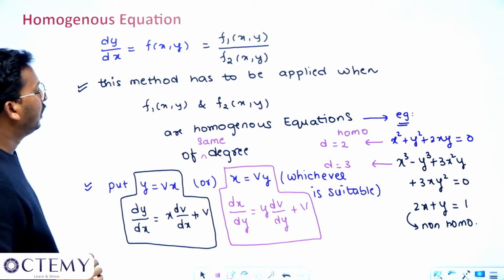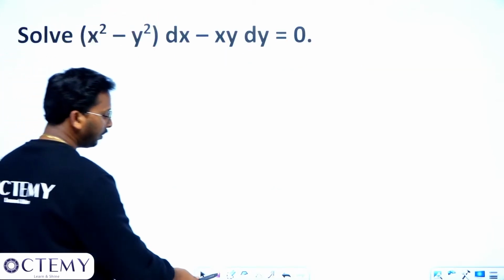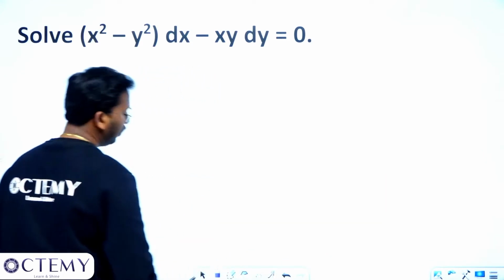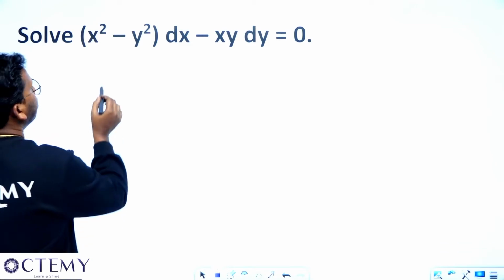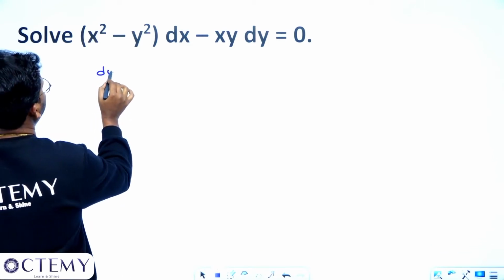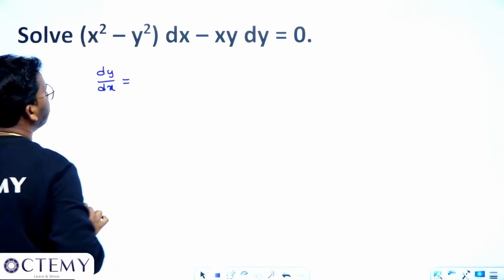Very good. Let me take up a question on this and see how the question will be. He is asking you to solve x square minus y square dx minus xy dy. So see, sir, what will this become? Can I write it as dy by dx? Yes, sir. If I want to write it as dy by dx, see what will this become?